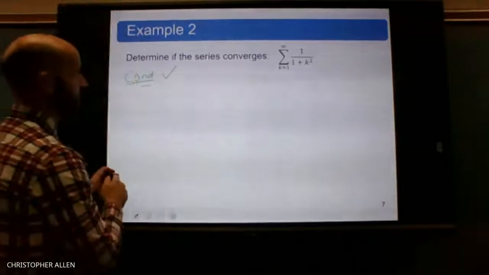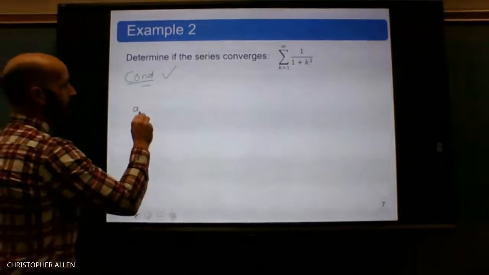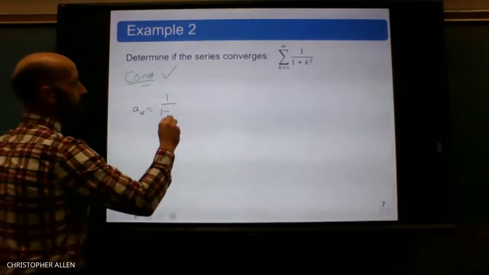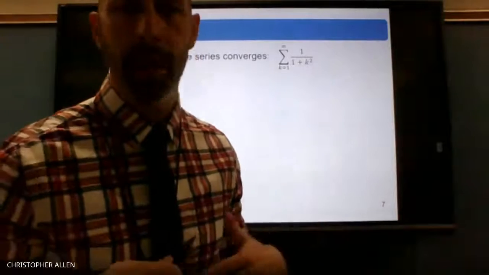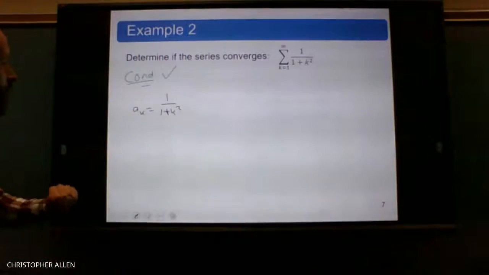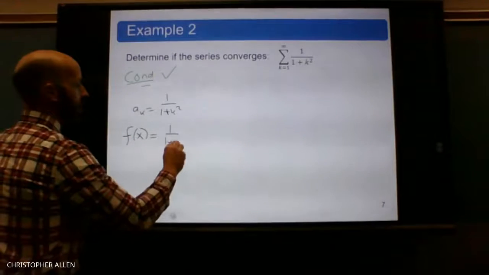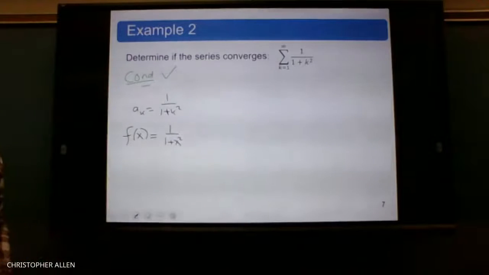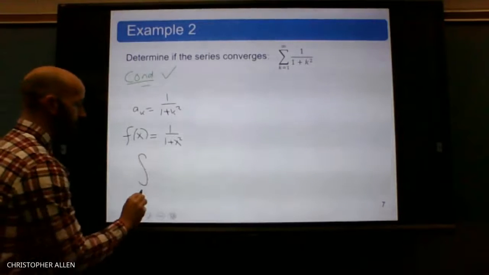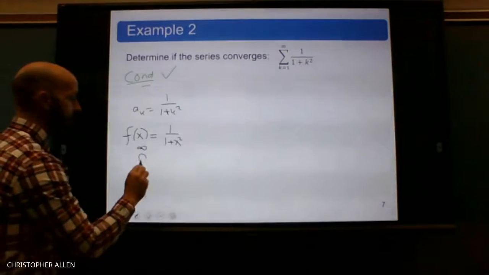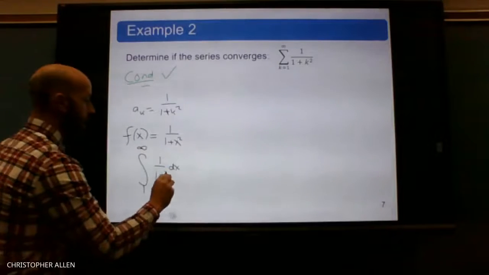So to do the integral test, maybe I should write a little bit more detail here. So a sub k here is 1 over 1 plus k squared. And by the way, in this problem I'm doing it in terms of k, n or k, I don't care. You could even change it to n. I'm just going to write it this way. So that tells us that the f of x that we're going to use here is 1 over 1 plus x squared. So now if I'm going to do the integral test on this, I'm going to do the integral from 1 to infinity of 1 over 1 plus x squared dx.